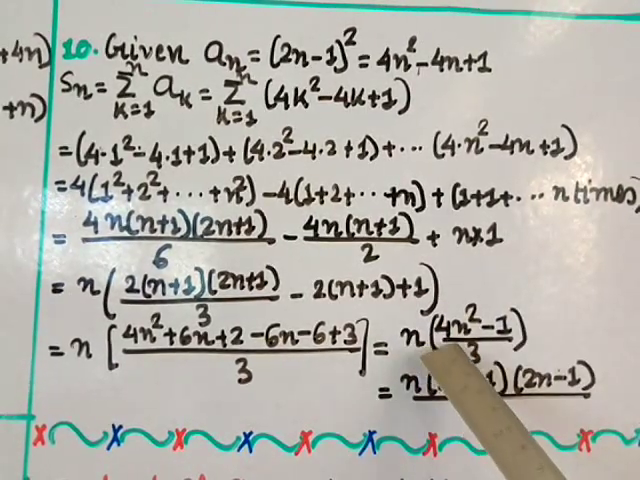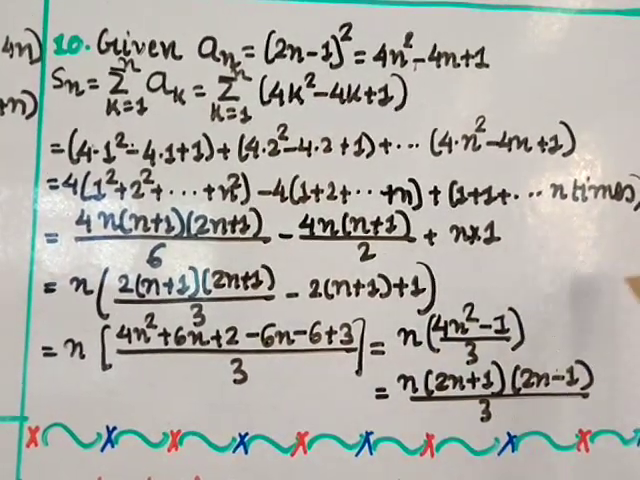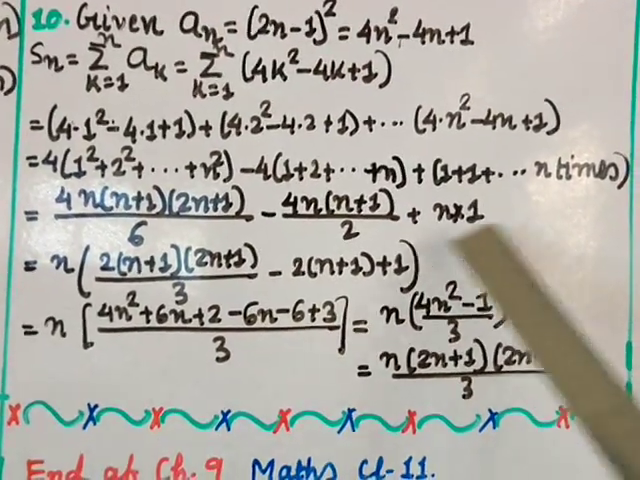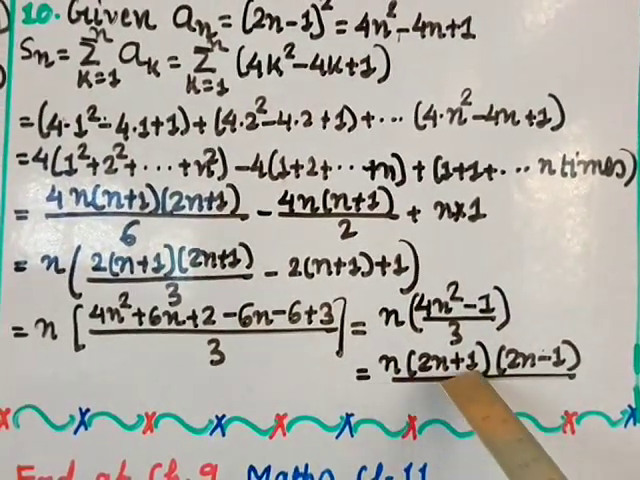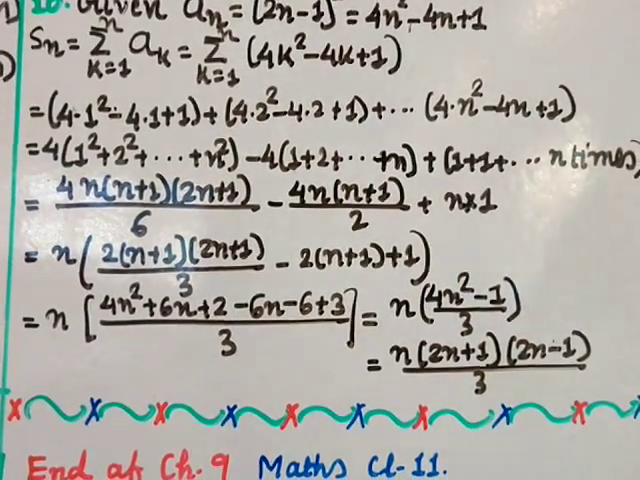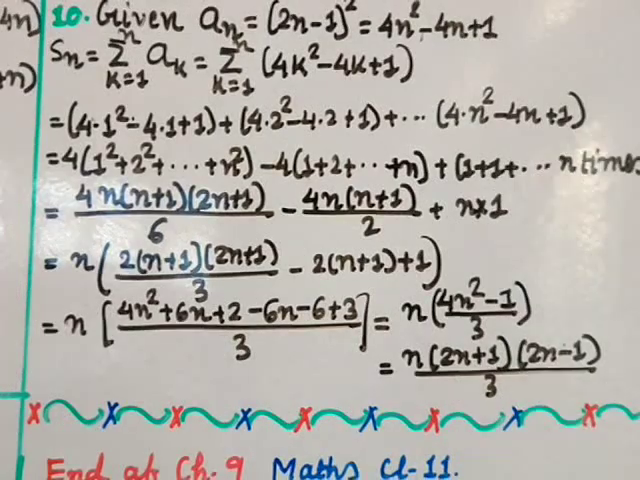So this can be written as, if you write this as (2n) whole square minus 1 square, so you can use the a square minus b square form, and using the a square minus b square form, this simplification is n into (2n plus 1) into (2n minus 1), over 3. This will be written as (2n) whole square minus 1 square. Okay, so this is the solution for question number 10.